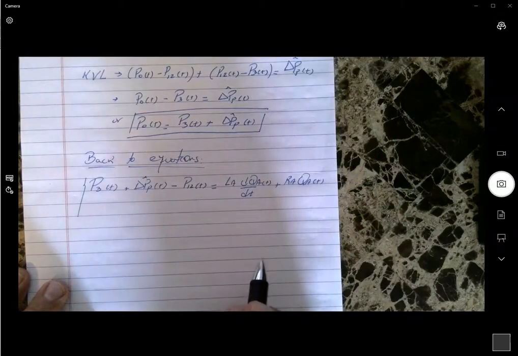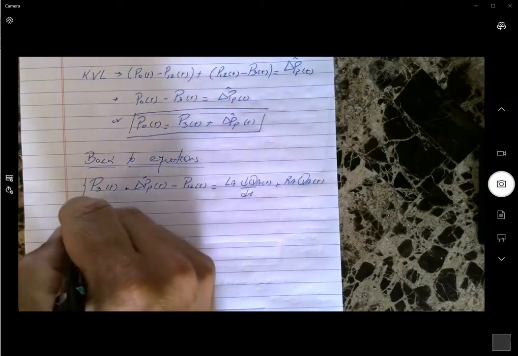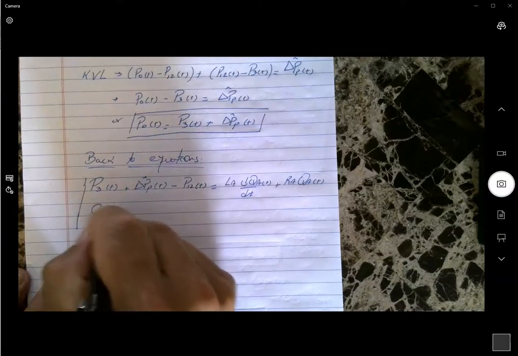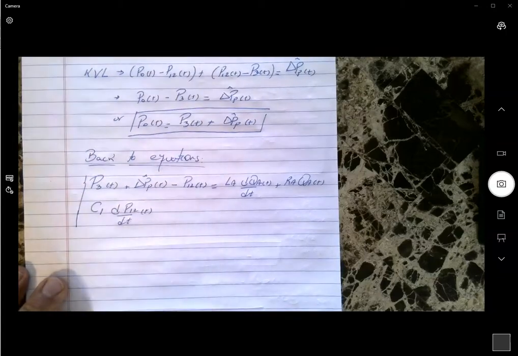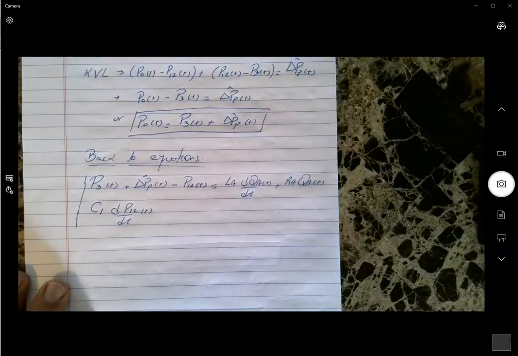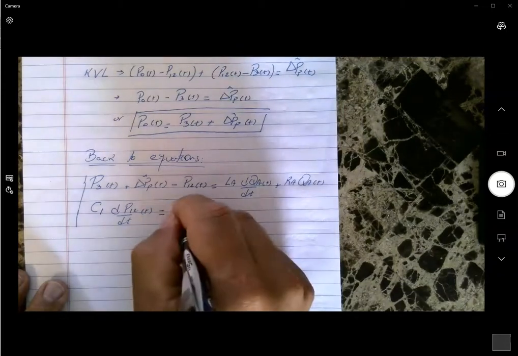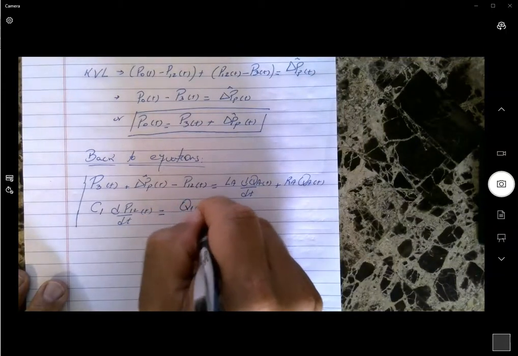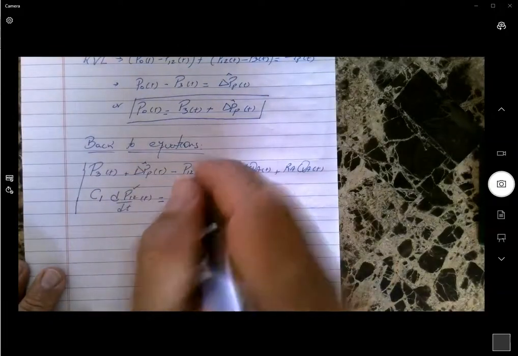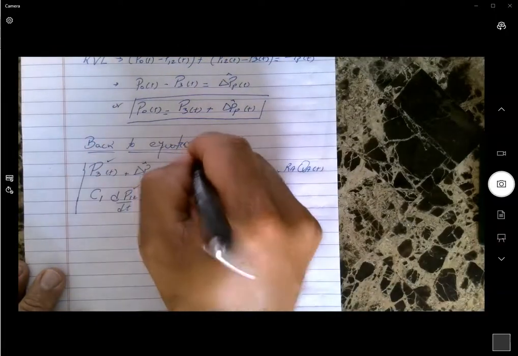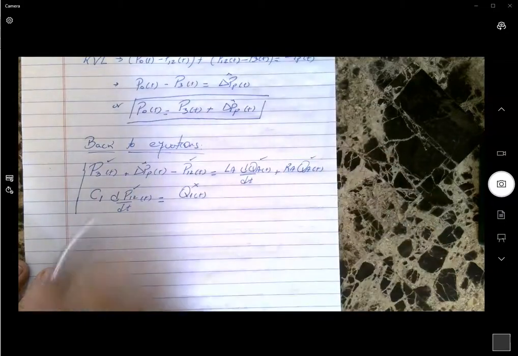Okay, and the second equation, we had C1 dP12 dT. We had dP1 dT, but we've replaced the name P1 with P12 because we know that those two are the same, is equal to Q1 of T. We still have to eliminate that one. We're going to keep this one, this one, and this one. And this one is known.